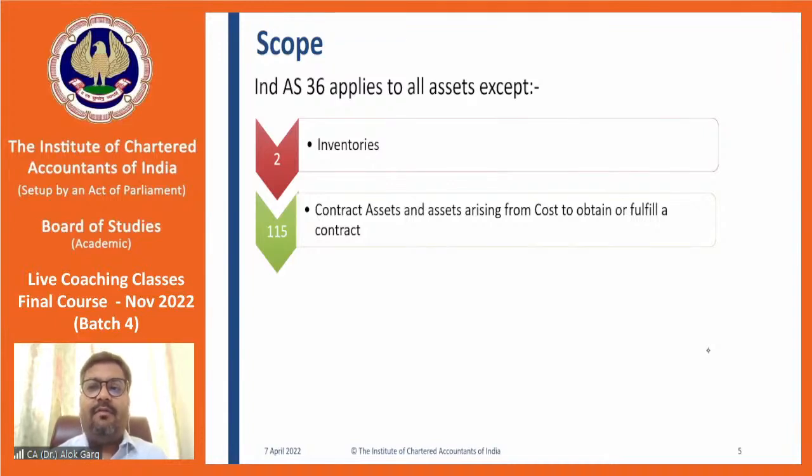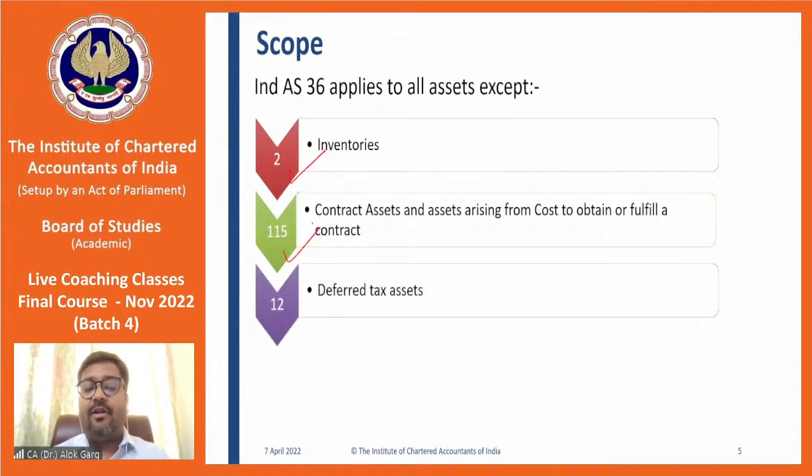In Ind AS 115, revenue from contract with customers, of course there are contract assets and assets arising from cost to obtain or fulfill a contract. If there is a contract asset and there is an impairment on it, Ind AS 115 will be applicable. Ind AS 36 is not applicable on contract assets, right? So on inventories, Ind AS 36 is not applicable. On contract assets, Ind AS 36 is not applicable.